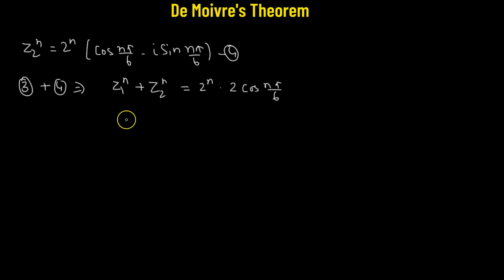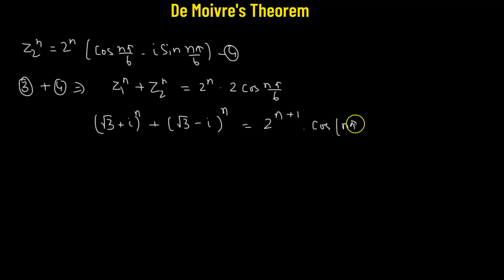Now replacing the value of z1 with square root of 3 plus iota whole raised to the power of n, and replacing the value of z2 with square root of 3 minus iota whole raised to the power of n, this is going to give us 2 raised to the power of n plus 1 times cosine of n pi over 6. So this is the simplified form of the given expression.